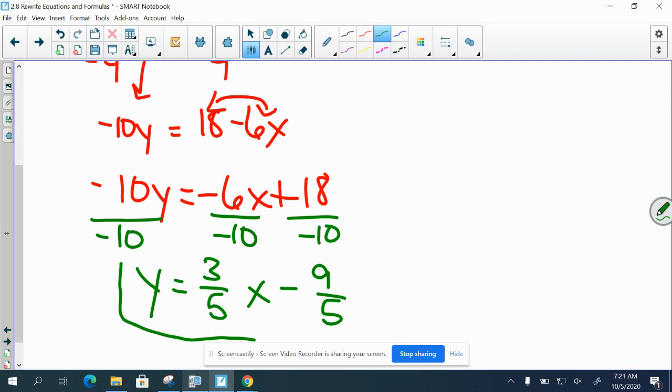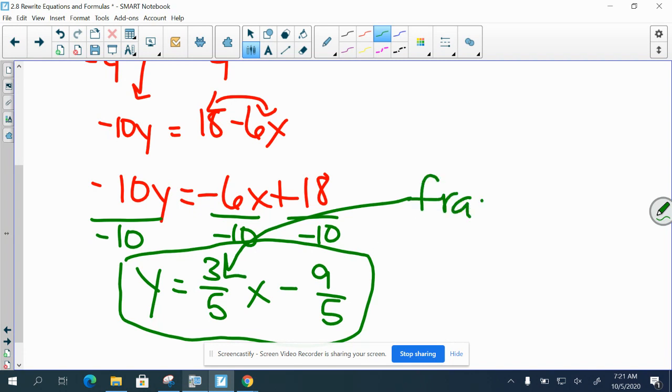Also, for your slope, or the number that's being multiplied by x, always leave it as a fraction. That's going to be important when we are learning how to graph, because this number is the slope and it represents the rise over run. Okay, so we're going to use this number in fraction form in the next couple chapters.